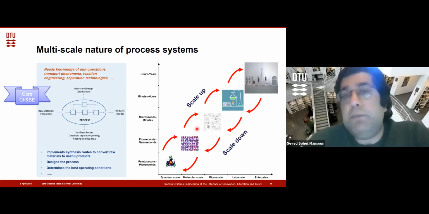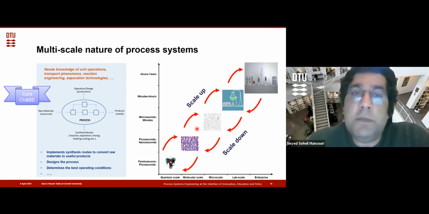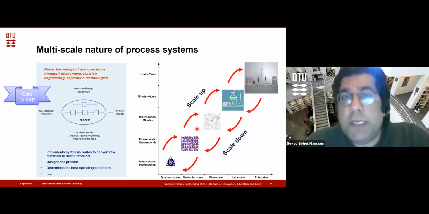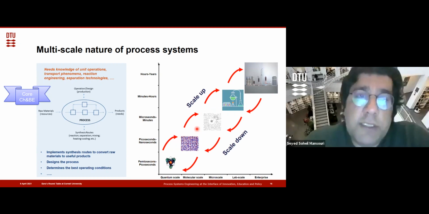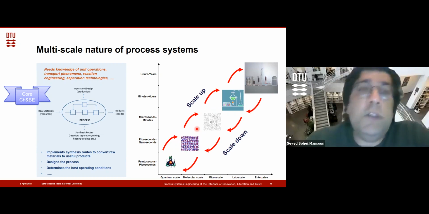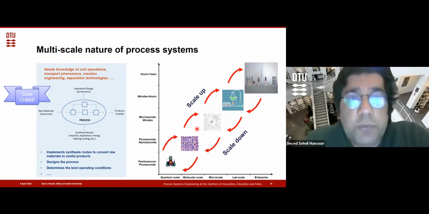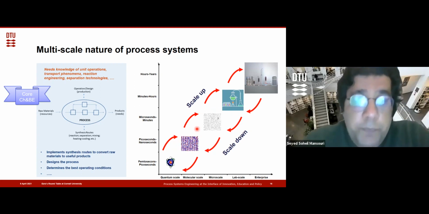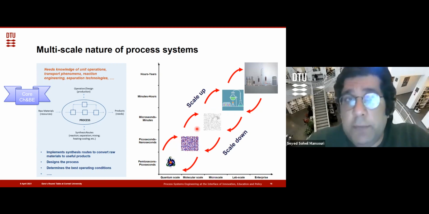Sometimes, and maybe in most cases, the pain is felt in the process systems at a given scale, while the root cause is located in another scale. So a multi-scale understanding of the process systems from a fundamental point of view is important. For this, we need knowledge of unit operations, transport phenomena, reaction engineering, separation technologies, and so on. And that we call the core chemical engineering.